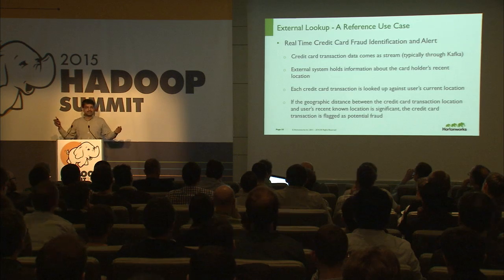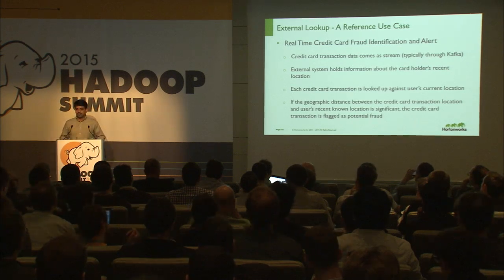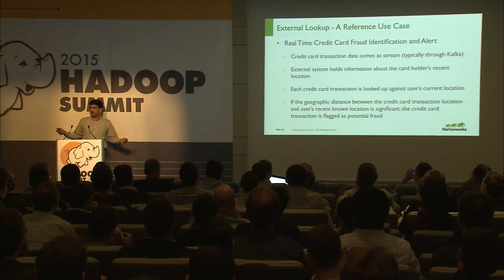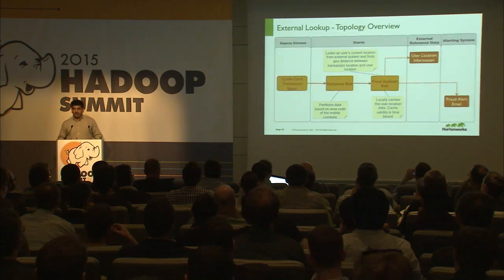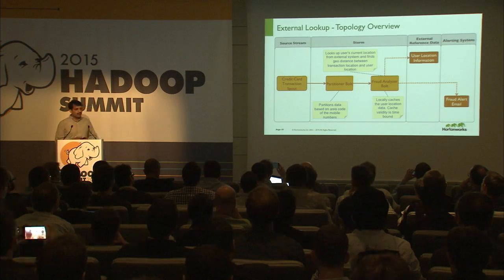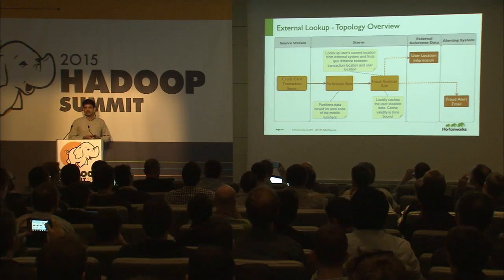If the distance is sufficiently large, let's say 100 miles or so, it's an indication that this is a potential fraud, because a user cannot be at 2 different locations, like 100 miles apart, at the same point of time. So how can we address that using this design pattern? If you are implementing it in Storm, it will look like this.